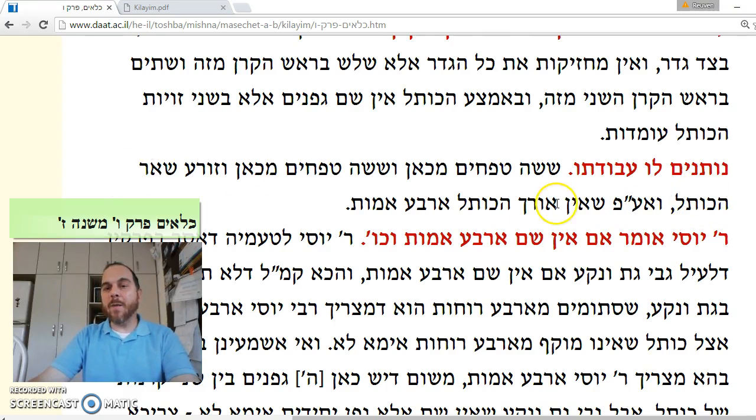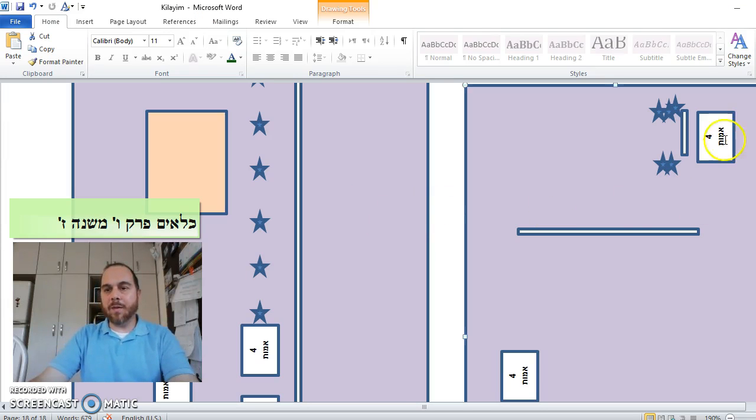He says, v'af al pi she'en orech hakotel arba amot. Even though the length of the kotel is not even arba amot. So this is what the Bartanura says. He says the whole wall itself is not 4 amot. So therefore you have to say that you have 2 vines planted just at least very close together. I don't even know how you would do it. Or I guess like this maybe.